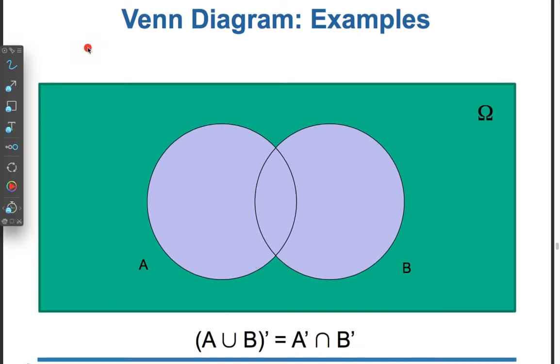Now here is a Venn diagram example. The big box is the universal set, and this is the symbol of the universal set. A denotes the first circle, B denotes the second circle. Now, (A union B) complement is equal to A complement intersection B complement. In this way, both sets are the same.